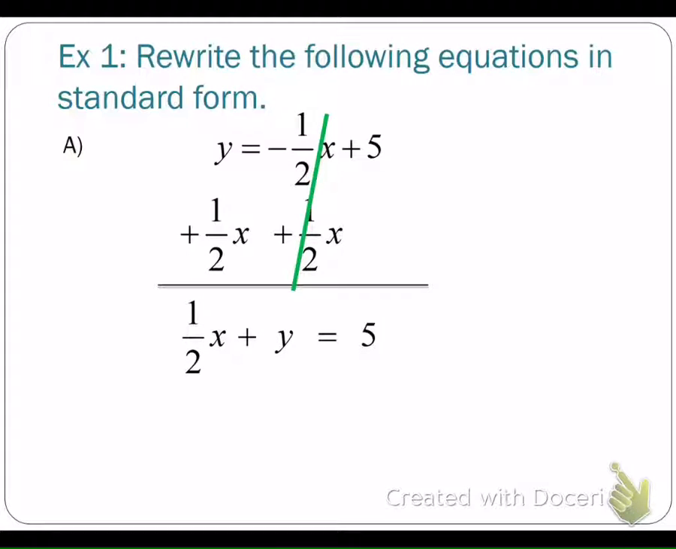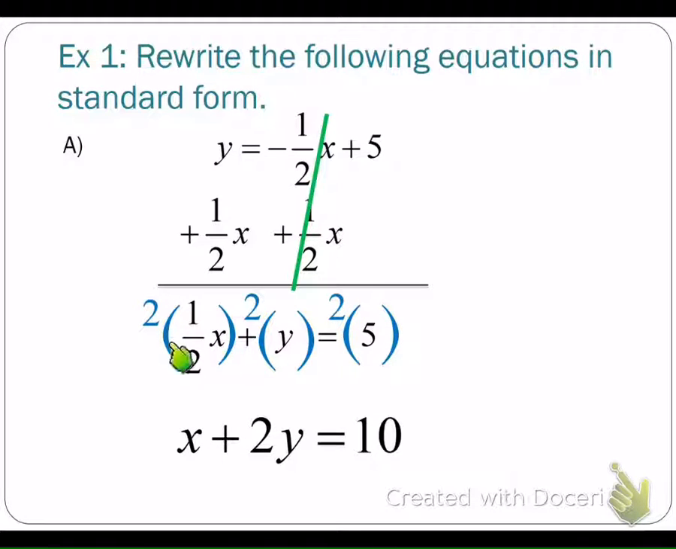Once you have everything positioned correctly, you want to make sure that all your coefficients are integers. Meaning no fractions, no decimals. You also want to make sure that your leader is positive. Right now the leader is positive, but we have a fraction. How can I get rid of a 1/2? I want to multiply everything by 2. When you multiply everything by 2, you end up with just 1x, or x, and then everything else is just doubled. That is standard form of this equation. All right.